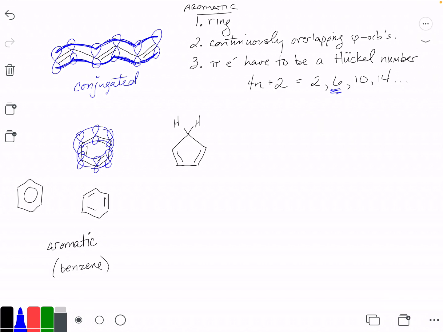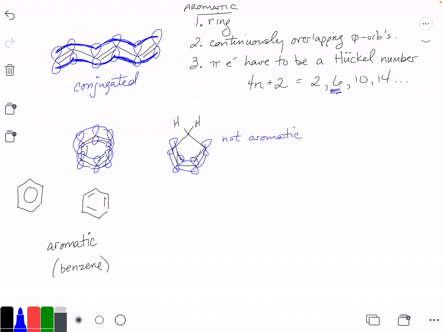And so what we find out here is that these 4 carbons drawn at the bottom of this molecule are in fact conjugated to one another. This is a conjugated molecule, but it is not aromatic. So we would just simply say it is not aromatic. Okay, fair enough.